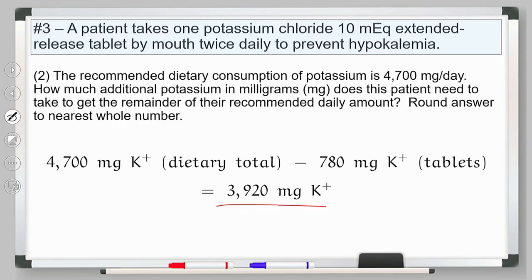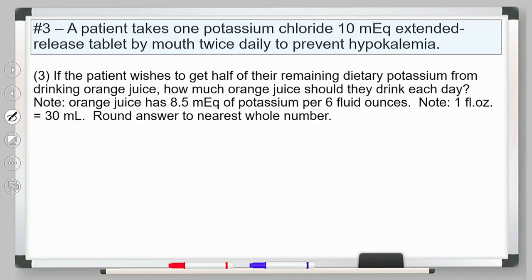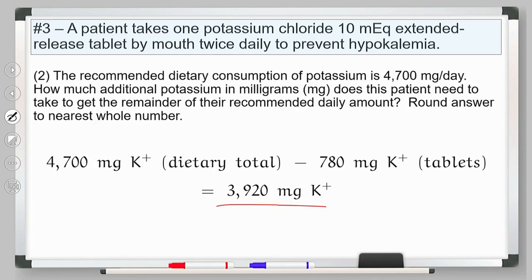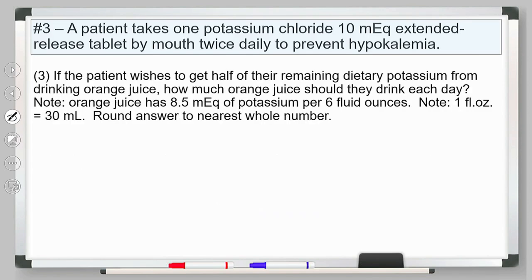So let me ask you, where's a good source of potassium? Bananas. Bananas is really good. That might be a lot of bananas. What's in the liquid form of it? Orange juice. Orange juice is a really good source. So this person wants to get the rest of that amount, the 3,920, from their orange juice. And their orange juice provides 8.5 milliequivalents of potassium per 6 fluid ounces, knowing that a fluid ounce is 30 mils. How many milliliters do they need?